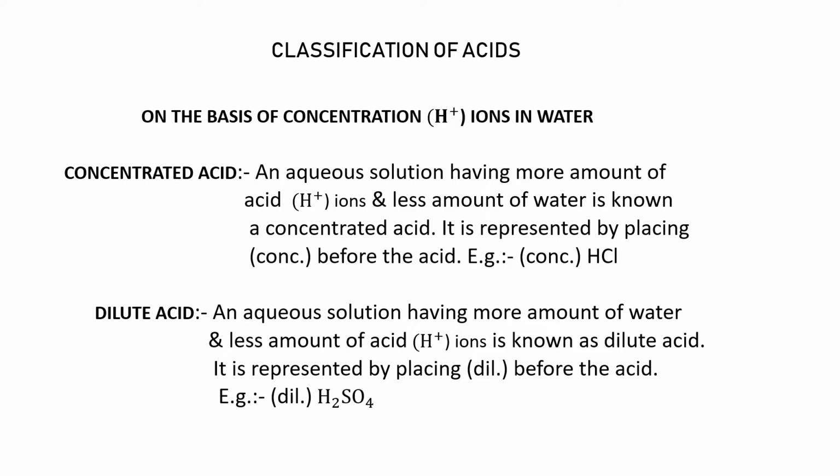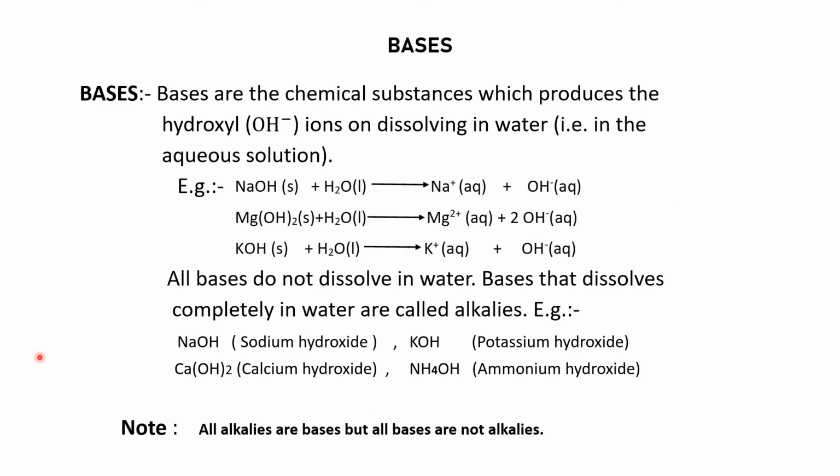Okay, now let us come on to the next topic, that is bases. Okay, so what are called bases? Bases are the chemical substances which produce the hydroxyl ion. Hydroxyl ion means OH minus, on dissolving in water, that is in aqueous solution. What do you mean by aqueous solution? Anything which is soluble in water, they are known as aqueous solution. So let us see a few examples. Sodium hydroxide, it is a solid. When it is dissolved in water, it will form Na plus and OH minus ion. Now this acts as a base.